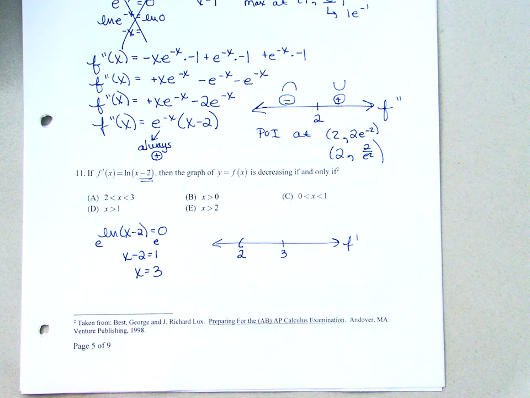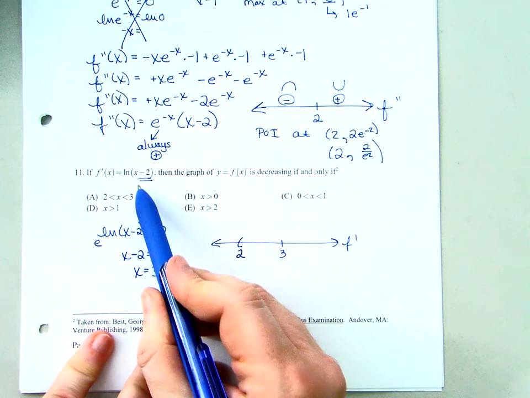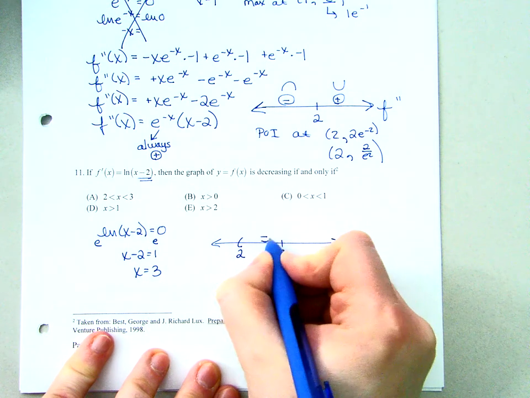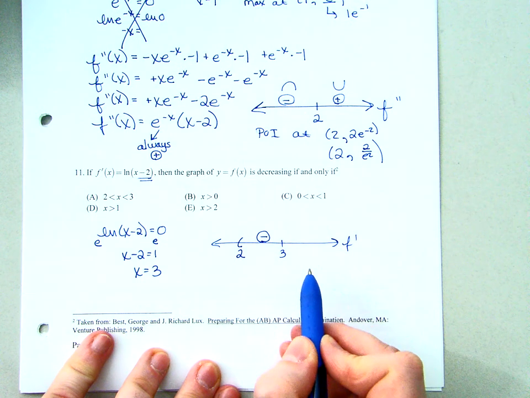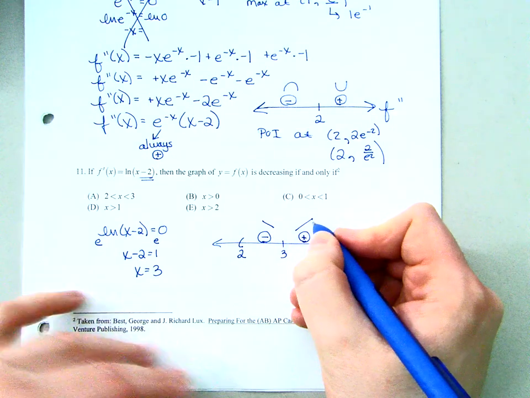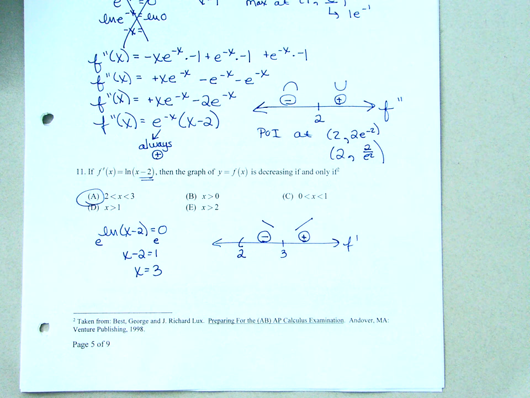What do we think? What letter? I like that. Plug in 2.5. Natural log of, well, that becomes 0.5. Natural log of 0.5 is something negative. So mark that as negative. Plug in maybe 4. Natural log of 4 minus 2. Natural log of 2 is something positive. So I'm decreasing between 2 and 3, which is what I was looking for. And we'll go with letter A for this one. Yes. Yep. That's exactly what I'm thinking about.